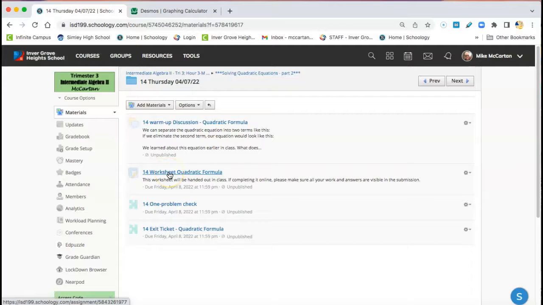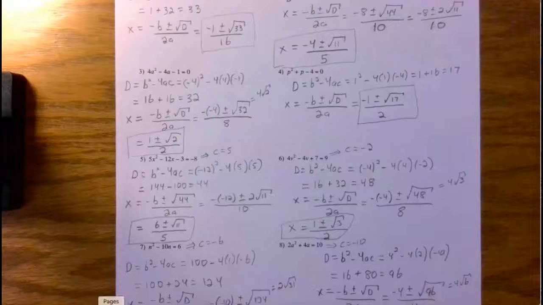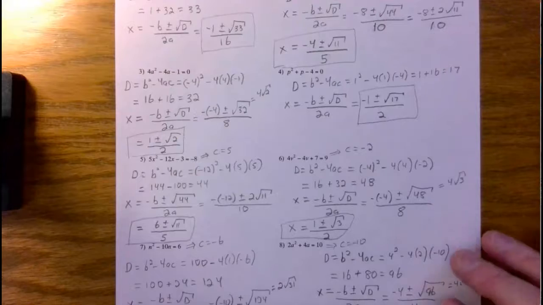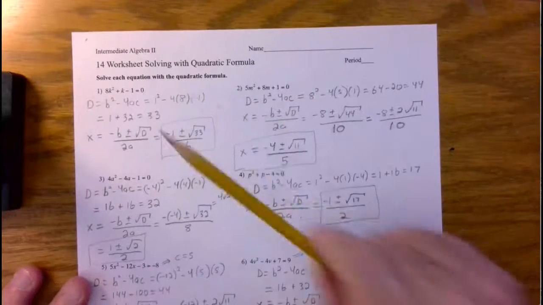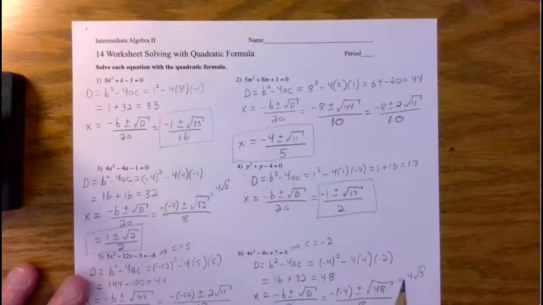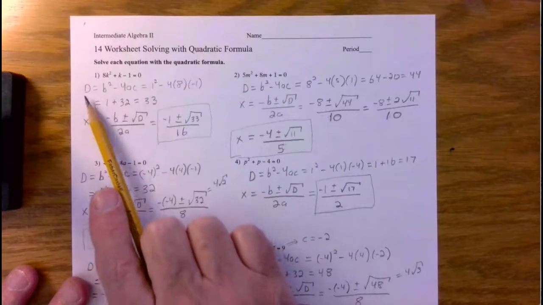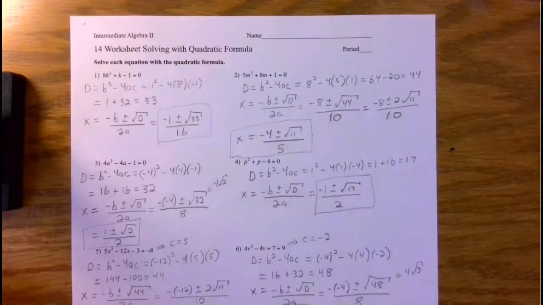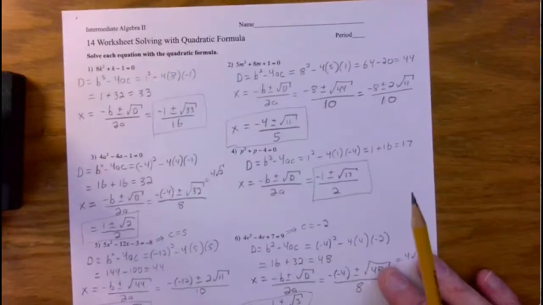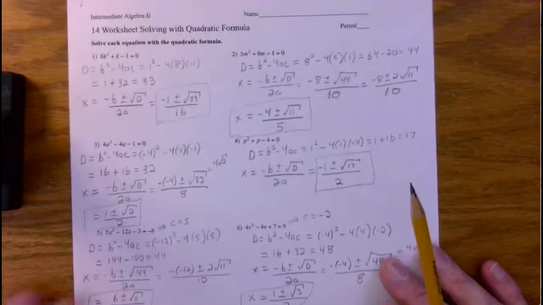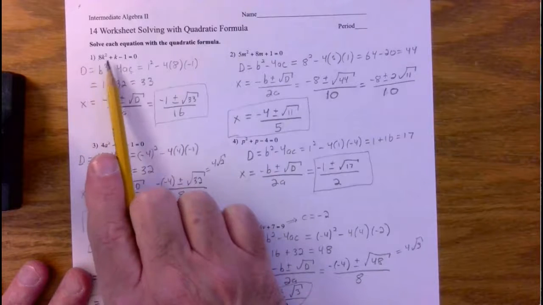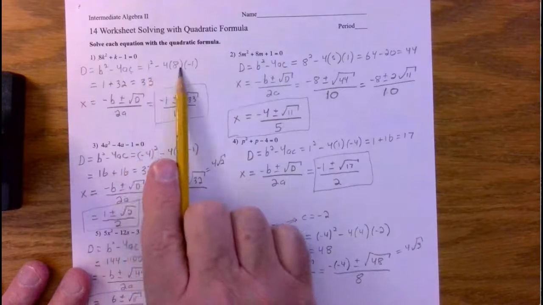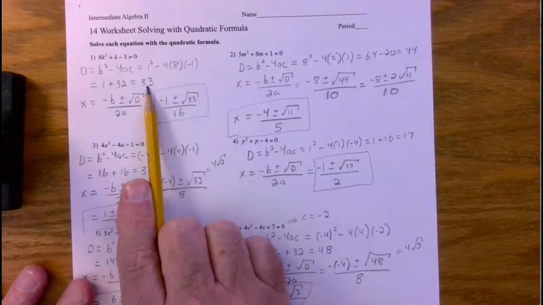As the worksheet is next, I'm going to put it underneath the document cam here. Okay, put this over here. And we're solving this using the quadratic formula. What I do is I calculate the discriminant first. We calculated the discriminant yesterday a bunch of times. Again, it's b squared minus 4ac. And there's the a, b, c right there. I just plug it in, end up at 33.